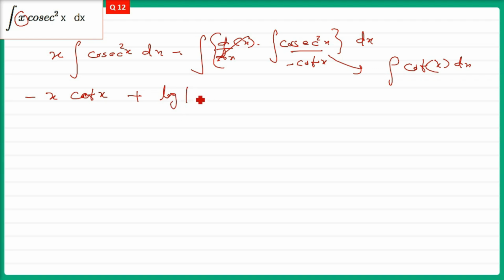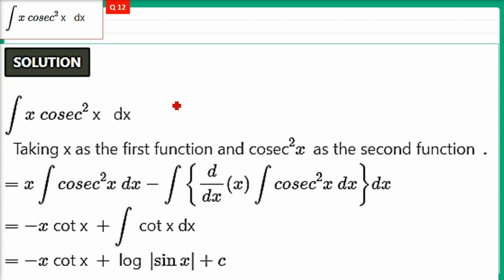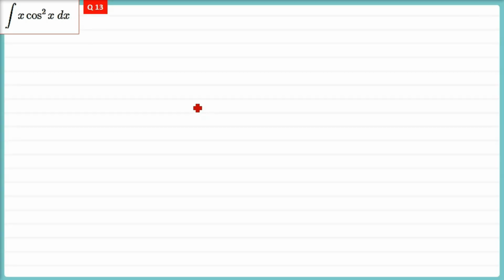So log modulus sin x is the direct integration of cot x. That's why I have written it directly. Plus constant of integration. So how you are going to go about it, that has a very special reference here. This question is quite easy, but there are certain integration differentiation results which you ought to know.